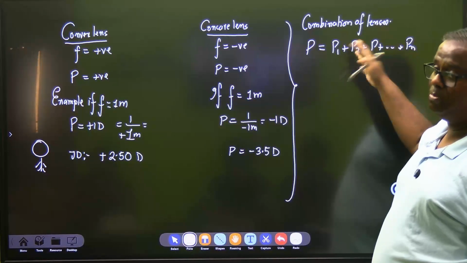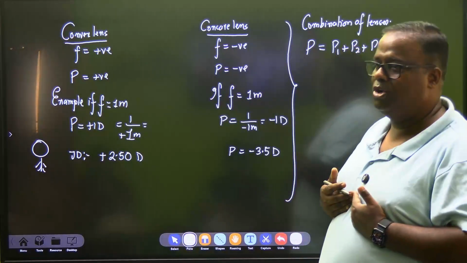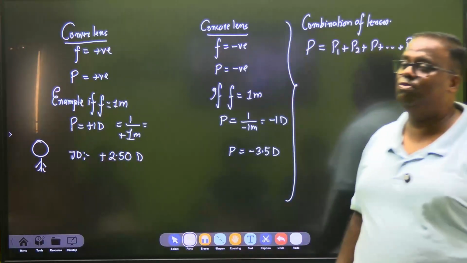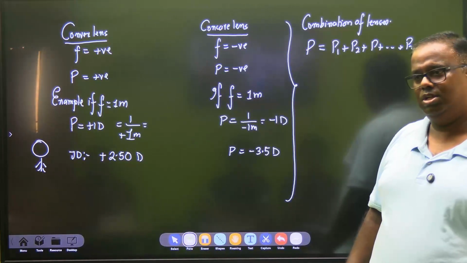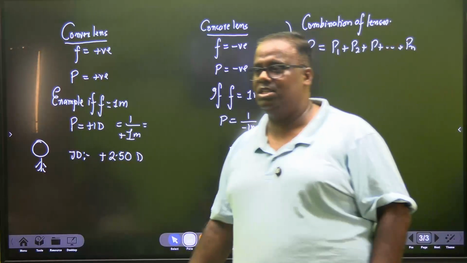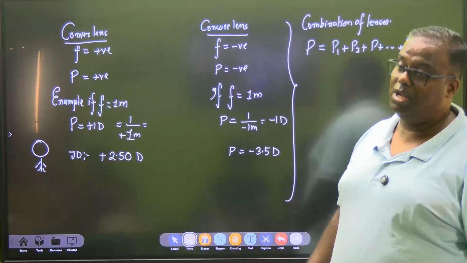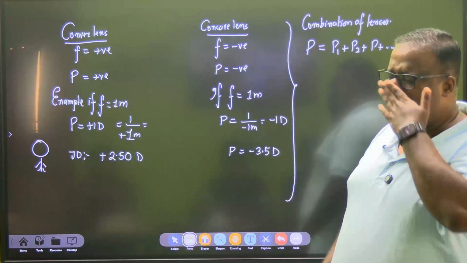Means you'll take care of the plus minus and finally you will land up in something. Say I am plus 2.5. With me there is somebody who is minus 2.5. Our combined will give a power of 0. Understood? I am plus 2.5. There is somebody with negative 0.5. Combined power will be plus 2. It's just added. This is called combination of lenses.